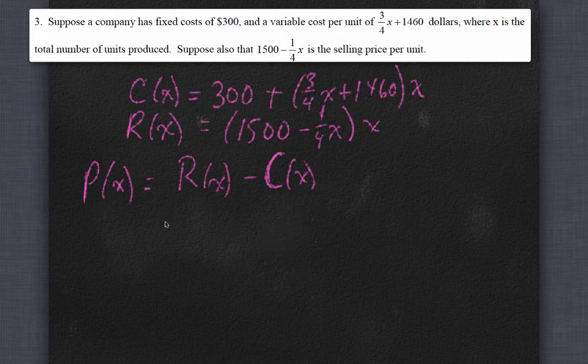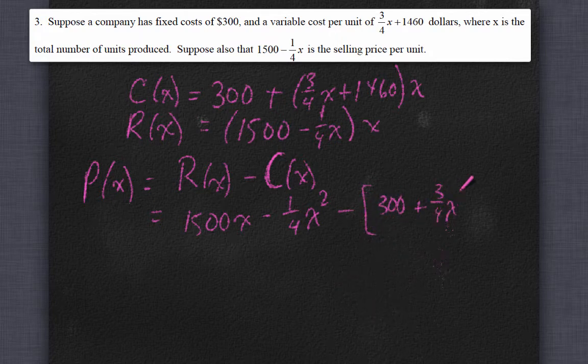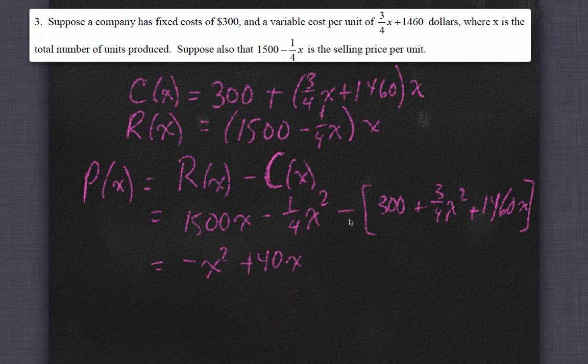See, it looks like a parentheses, okay? Profit is 1500x minus 1/4 x squared, so I just distributed the x, minus 300 plus 3/4 x squared plus 1460x. So I have minus 1/4 x squared minus 3/4 x squared is minus x squared. 1500x minus 1460x minus 300. Okay, so this is my profit function.